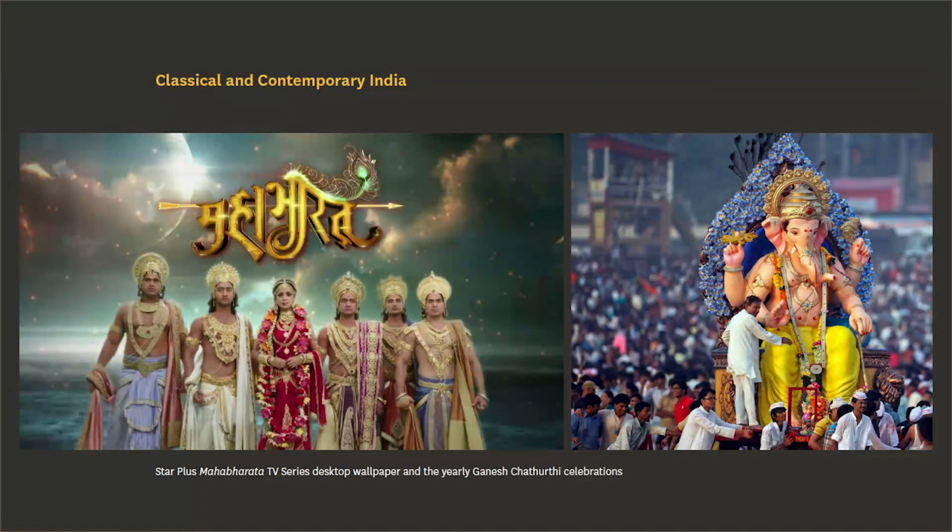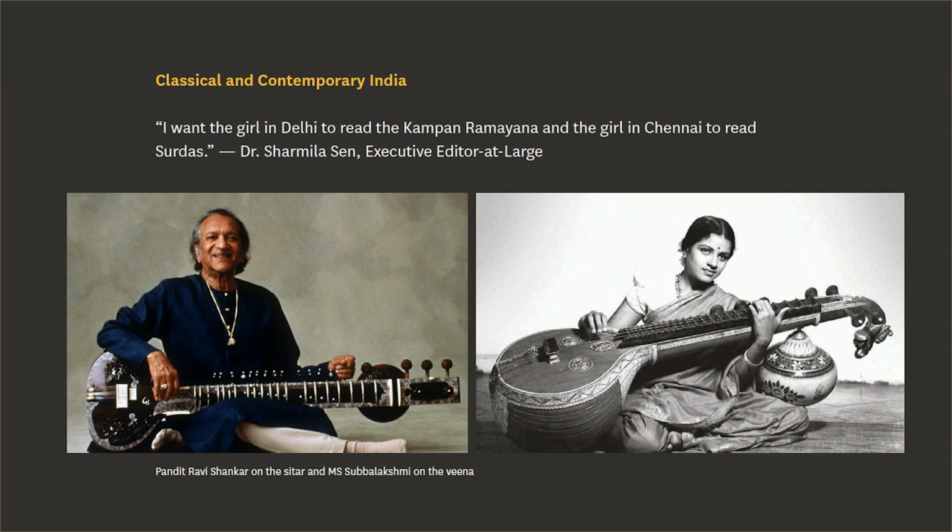In our first meeting, Sharmila Sen, who was one of the editors of the series, described the design challenge by saying, "I want the girl in Delhi to read the Kamban Ramayana and the girl in Chennai to read Surdas." This was really useful because it reminded me of Indian classical music, where it enjoys a certain lack of boundaries and the enjoyment of the music is not limited by its origins.